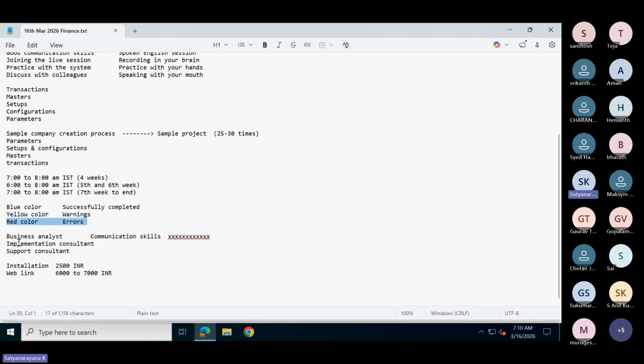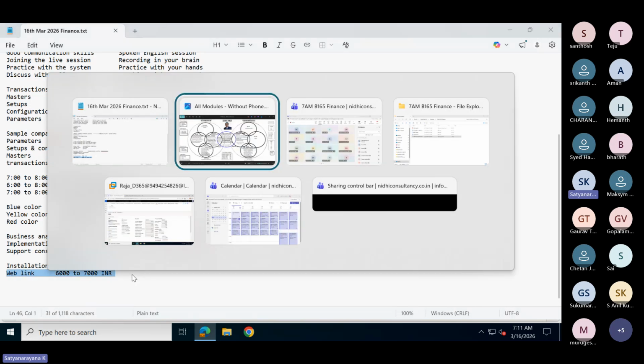Okay, so I'm going to teach you how to become a business implementation consultant or support consultant. I can teach you, I can make you an expert in these roles. Okay. So regarding the environment, I will give you the person's number later. To install, he will charge 2,500 rupees for installation on your laptop. If you want a web link, it is around 6,000 to 7,000 rupees.